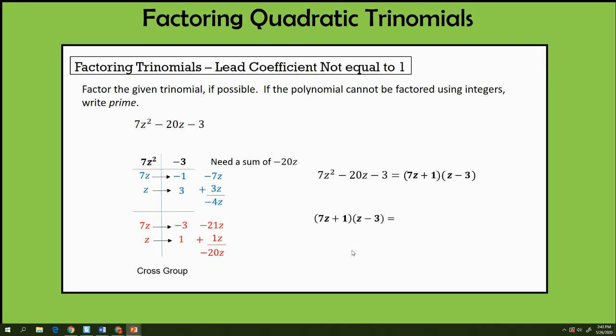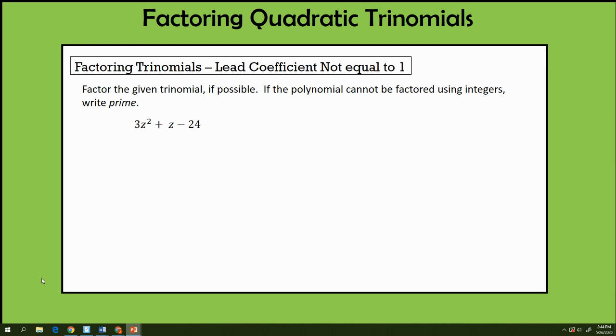Just to show you that FOIL process now. First, 7 times z, 7z squared. Outers, 7z times negative 3. That's this one right here we wanted. That's negative 21z. Inside, guys, 1 times z is 1z. And then last, 1 times negative 3 is negative 3. And now combine my like terms, and we have our original trinomial back. So the product of these two binomials, that's my answer. That's factor. Remember, factor is to multiply binomials together to get the original.